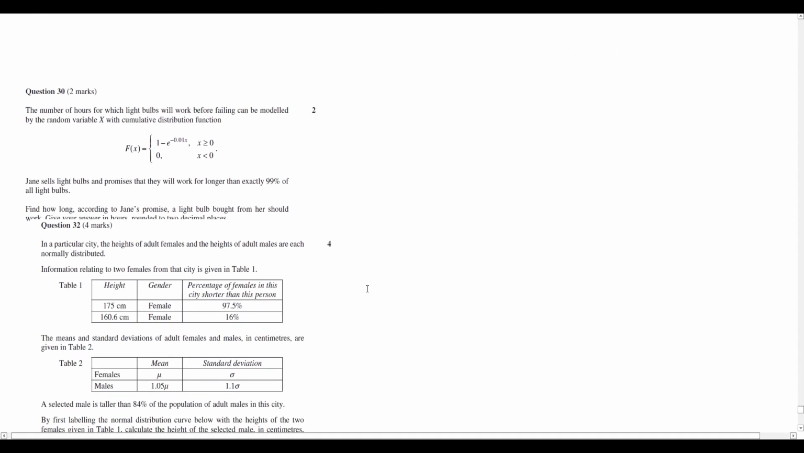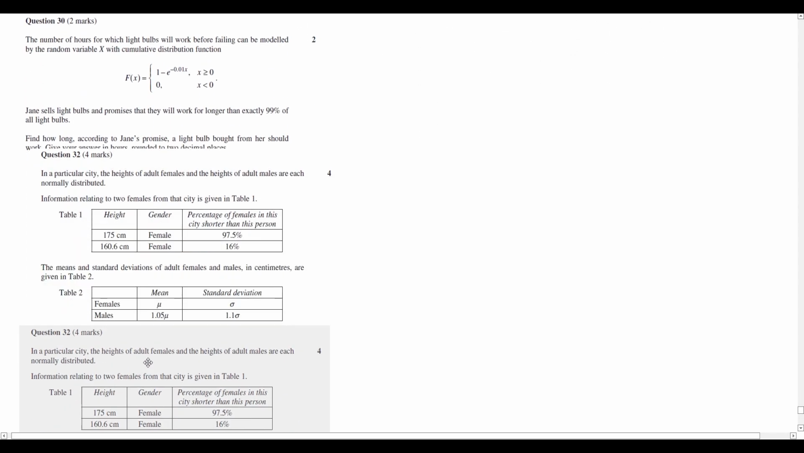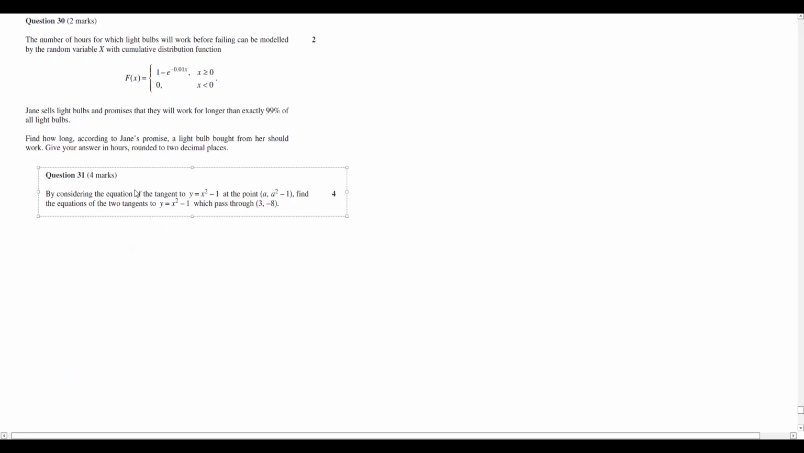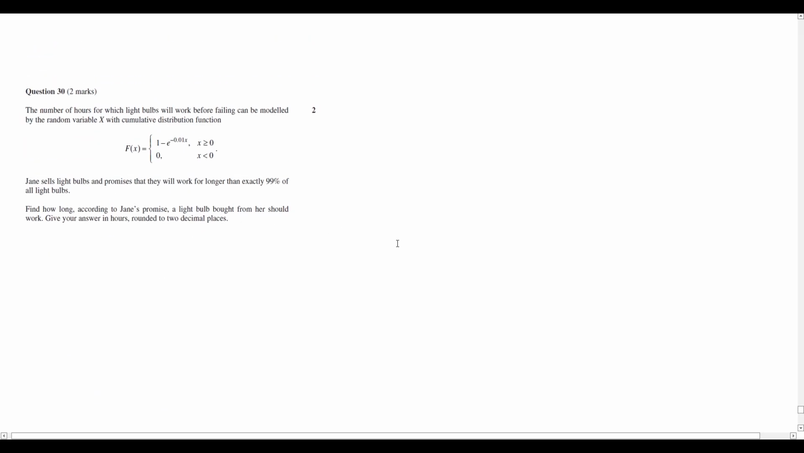Okay, now moving on to question 30. I'm going to have to do a little bit of shuffling here. There we are. So now on to question 30. The number of hours for which light bulbs will work before failing can be modeled by the random variable x with cumulative distribution function, that piecewise function there, F of x. Jane sells light bulbs and promises that they will work for longer than exactly 99% of all light bulbs. Find how long, according to Jane's promise, a light bulb bought from her should work, and give your answer in hours rounded to 2 decimal places.